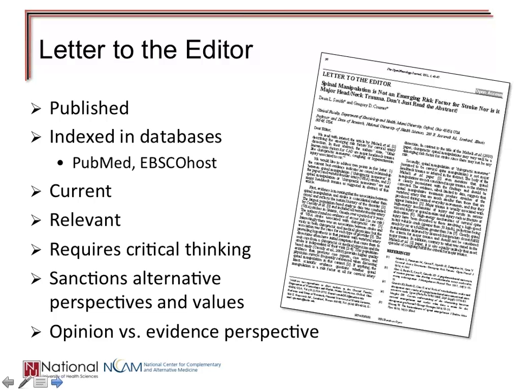It requires critical thinking. The other thing is it really sanctions the publication or the communication of alternative perspectives. So you might write a letter to an editor regarding an article about how a certain type of surgery is great for alleviating neck pain. And your response might be, one of the things that you have to realize is that the placebo group or the comparison group turned out just as well.